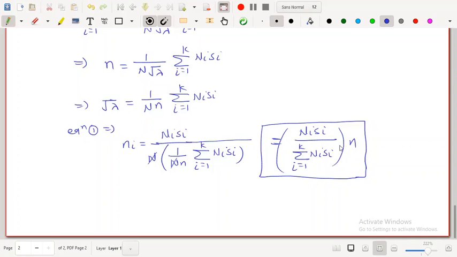Now we can write this formula in terms of Wi also. So how to write this formula in terms of Wi? In the right hand side, divide numerator and denominator by capital N.